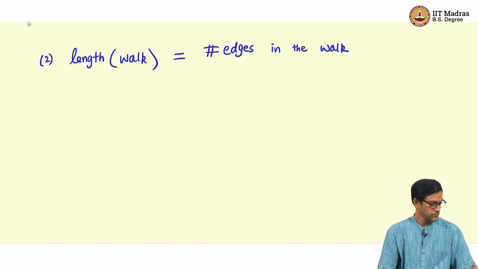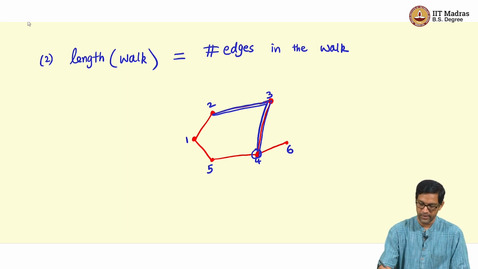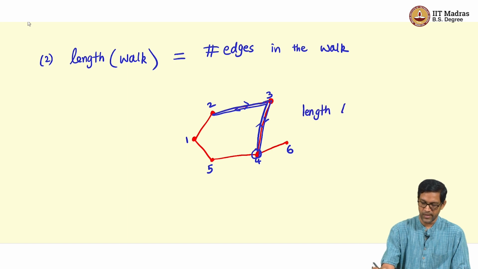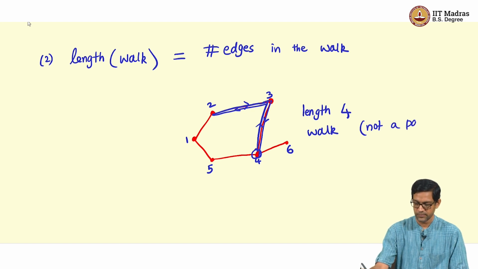So, for instance, if you go back to that earlier graph we had, and if you look at the walk which goes from 4 to 3 back to 4 to 3 to 2 back to 2 and back to 4, this walk has length 4. Okay. So, this is a length 4 walk, but this is not a path. Okay, it is a walk, but since you revisit the same vertex more than once, for example, you come back to 3, you come back to 4, this is not a path.